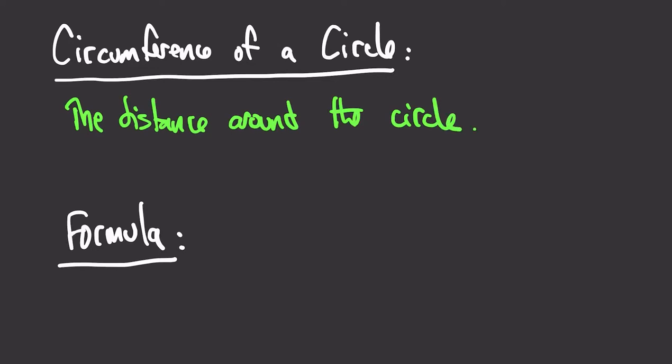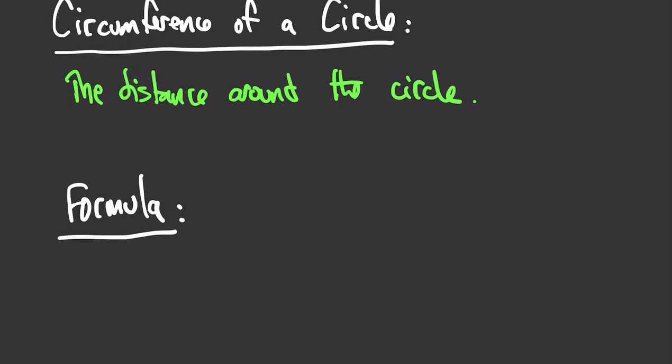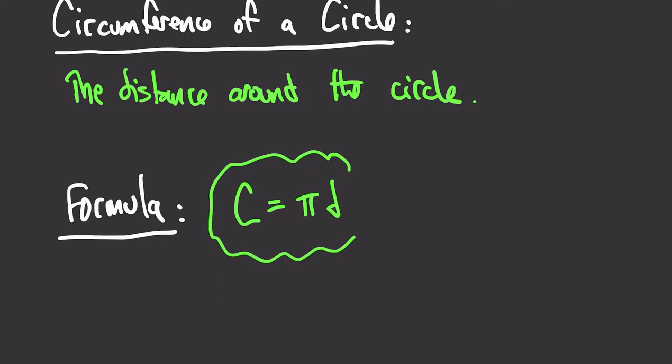Well, a circle doesn't have sides, so it's not like you can add up the sides. So how do you find the circumference of a circle? Well, we've got a very simple formula. C equals pi d. And that's the only formula I want you to remember. You might think back to middle school. There is actually another formula that involves a radius, but I prefer you to think of it this way.